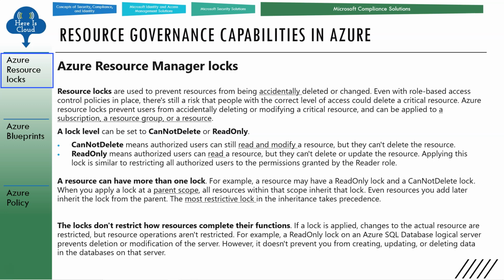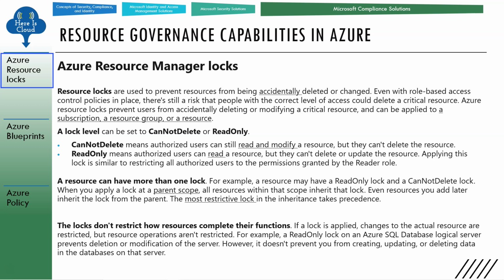When you apply a lock at a parent scope, all resources within that scope inherit that lock. Even resources you add later inherit the lock from the parent. Another point to remember is that the most restrictive lock in the inheritance takes precedence. That means if you have a cannot delete lock at the top, but at the bottom you have a read only lock, the read only lock will take precedence.